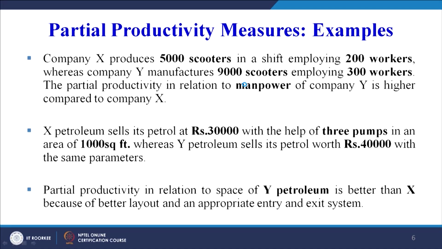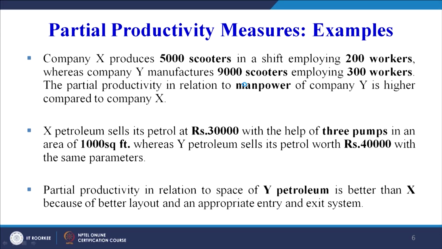So we can very easily see that output is 5,000 scooters, input is 200 workers. So we can see 5,000 divided by 200 is the partial productivity for company X, whereas 9,000 divided by 300 is the partial productivity for company Y. So we can say that partial productivity for company Y is higher than the partial productivity for company X.